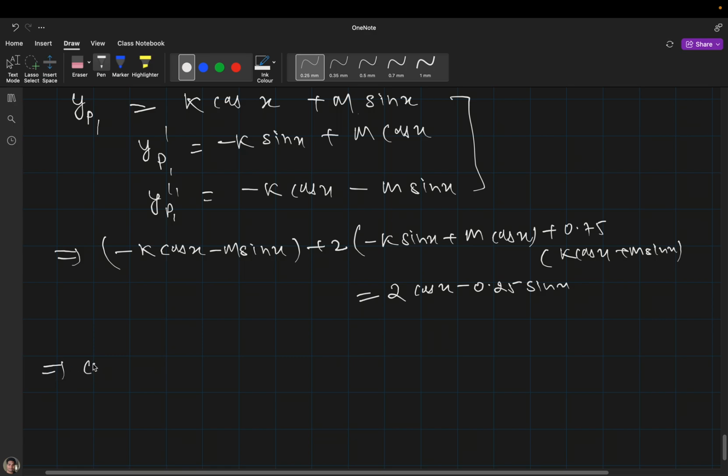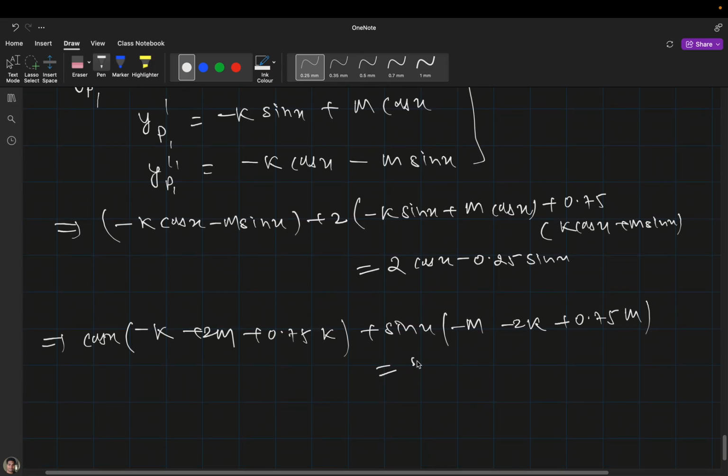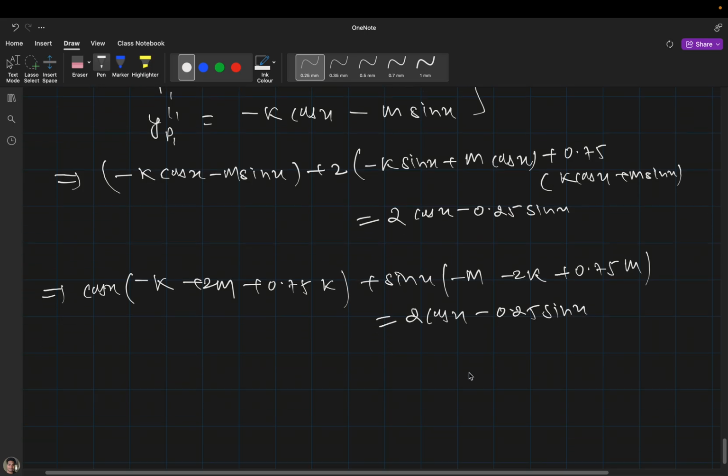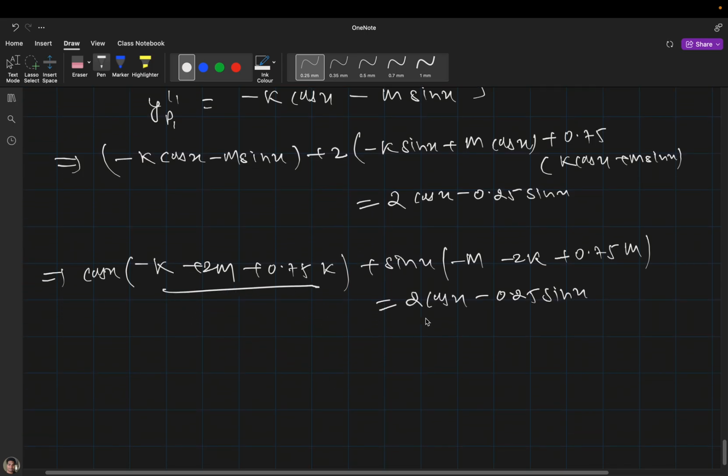Okay, again I will do the same thing. I will compare all those coefficients. So that will be, if you take common as a cos x, you will get minus k plus 2m plus 0.75k. Okay, if you take common as a sin x, you will get minus m minus 2k plus 0.75m equal to 2 cos x minus 0.25 sin x. Okay, so you can see that this is equal to 2 and this is equal to this.